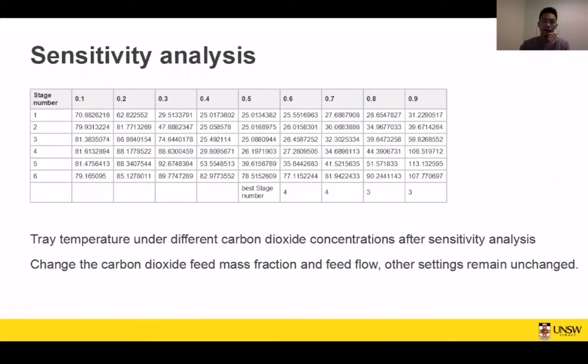By changing the mass fraction of carbon dioxide in the feed gas mixture to analyze the sensitivity of the simulated data, the new data obtained are shown in the following table. In the sensitivity analysis, the control variable method is adopted, and the other settings are unchanged except for the carbon dioxide mass fraction and the gas feed flow.